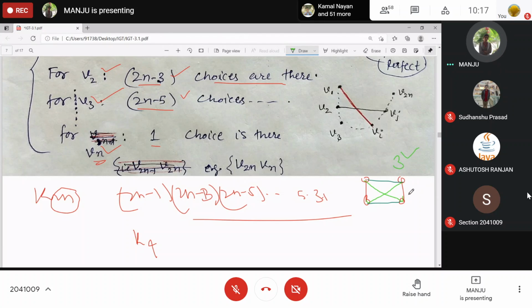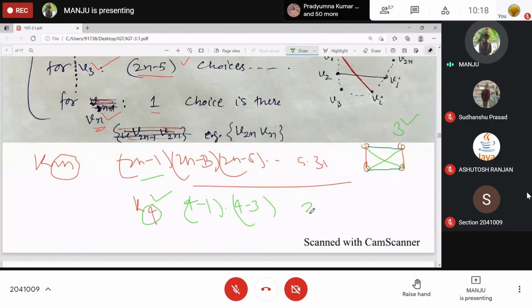We have already shown, right? These two edges make one perfect matching. For the second one, you can take these two edges. For the third one, these two edges. And why are these perfect? Because they contain all the vertices. That's why they are perfect matchings. So corresponding to K4, using this formula, how many did you get? 2n is 4, so 4 minus 1, then 2n minus 3 is 4 minus 3. You stop here because you are getting 1, right? So 3 into 1. Are you getting 3?